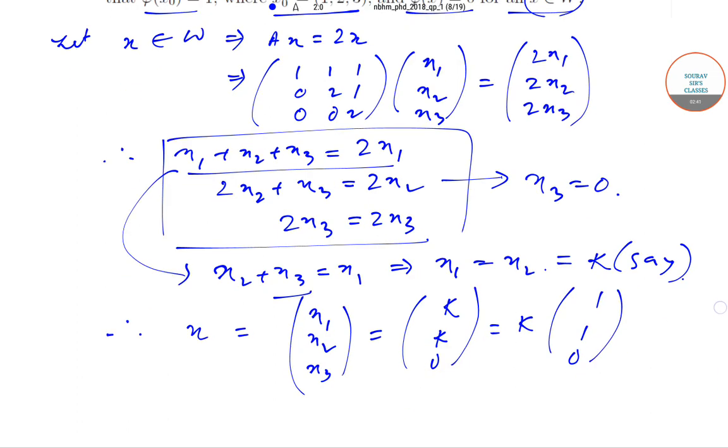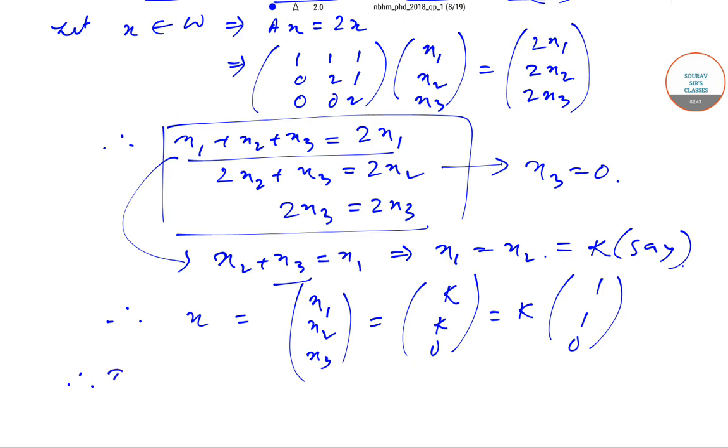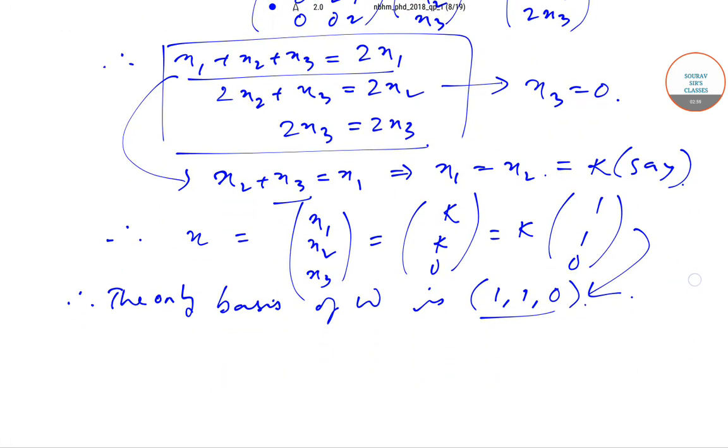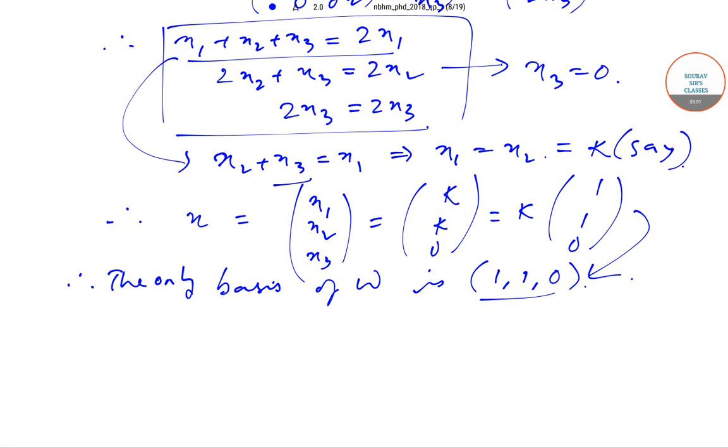So therefore the only basis of W is (1, 1, 0) from here. Okay, so now we have to find out the way to construct the linear functional phi on R cube and the conditions that we have already discussed earlier.